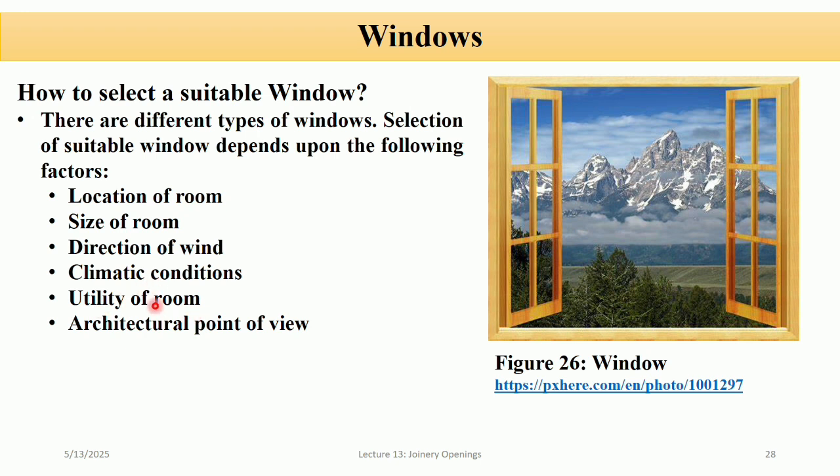Utility of room. So kitchens and bathroom need small windows for ventilation and privacy. A living room and bedrooms may need larger window for light, air, and outdoor view. Architecture point of view. So windows should match the design and style of the building. The shape, material, and position should enhance the building's appearance.